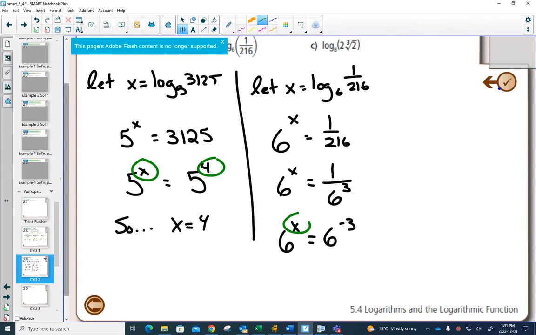And then at this point, now you can go, so x has to equal -3.